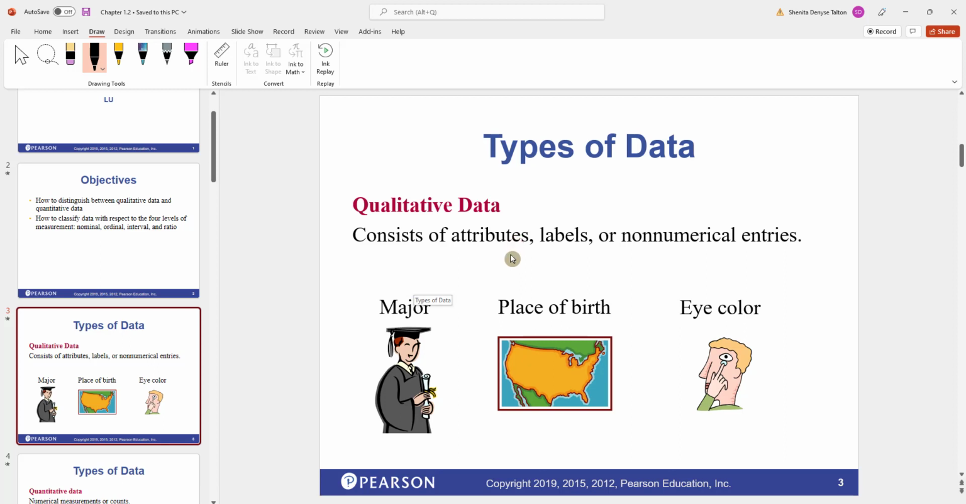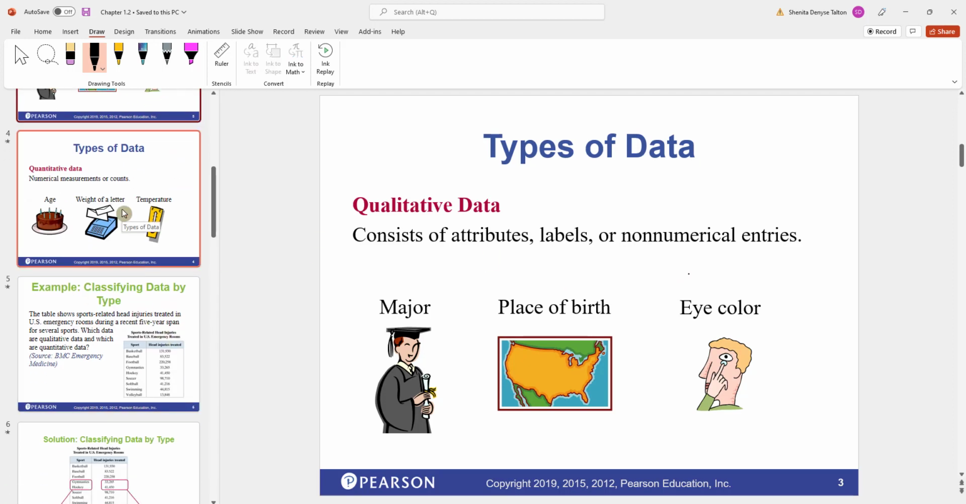So qualitative data consists of attributes, labels, or non-numerical entries. For example, your major, your place of birth, and eye color. Some other things that will be considered qualitative, even though they deal with numbers, would be zip codes, social security numbers. Those have numbers, but you can't do anything with those numbers. You can't add zip codes together or subtract them or what have you. So those will be considered categories or qualitative data.